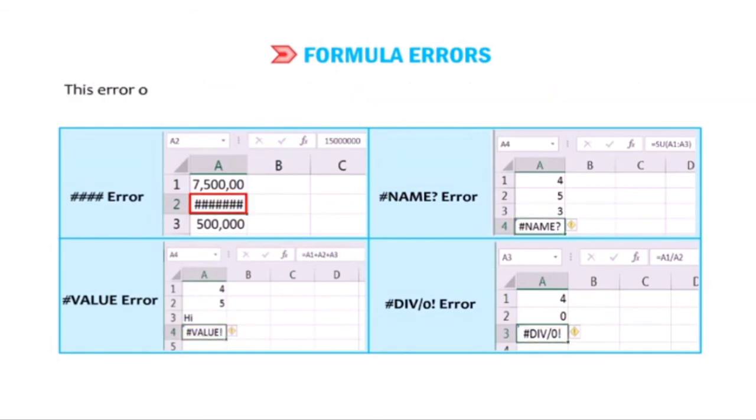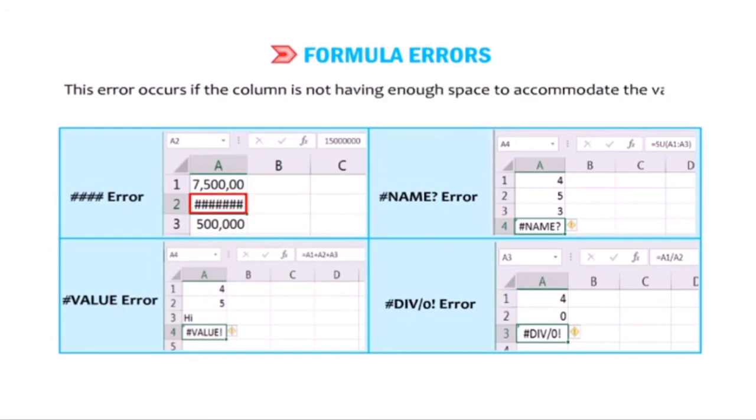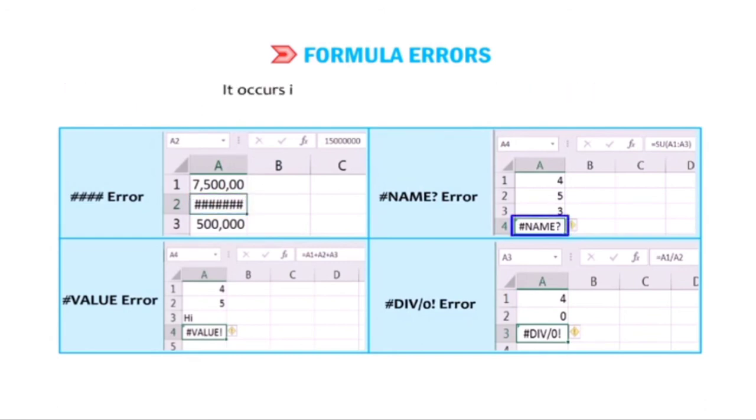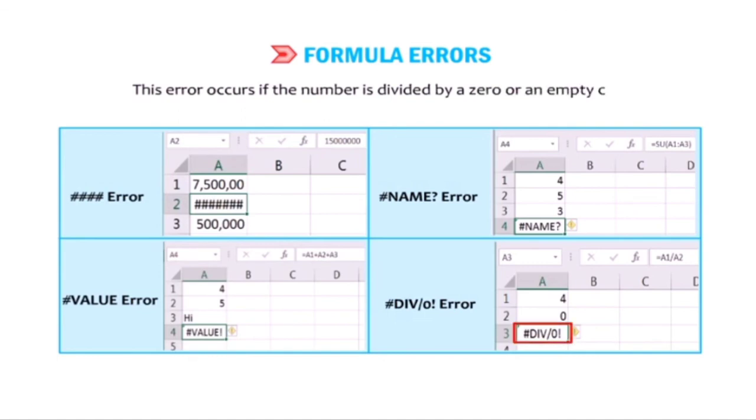This error occurs if the column does not have enough space to accommodate the value. It occurs if the formula is used incorrectly. It occurs if the formula contains an invalid argument. This error occurs if a number is divided by a 0 or an empty cell.